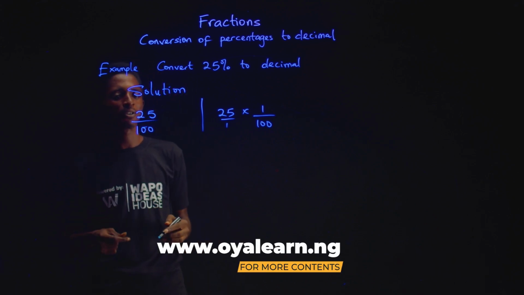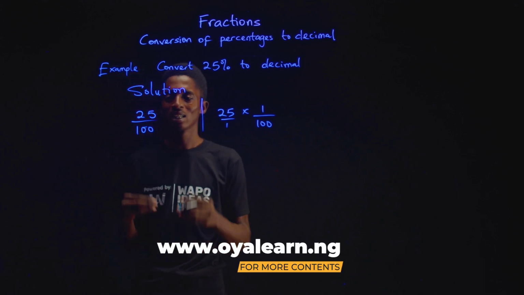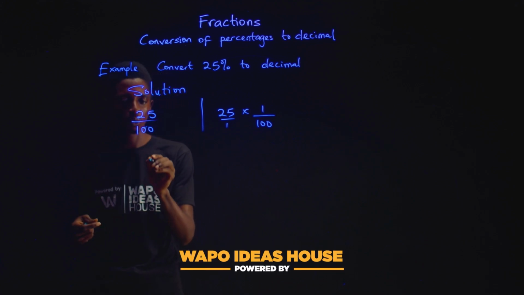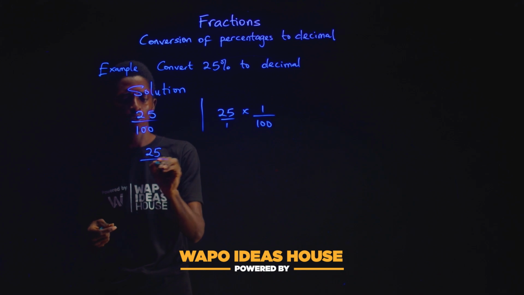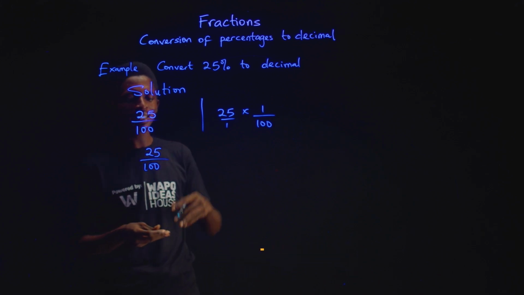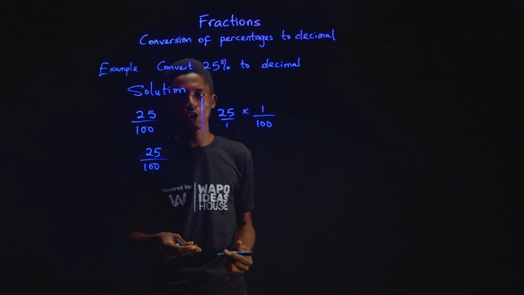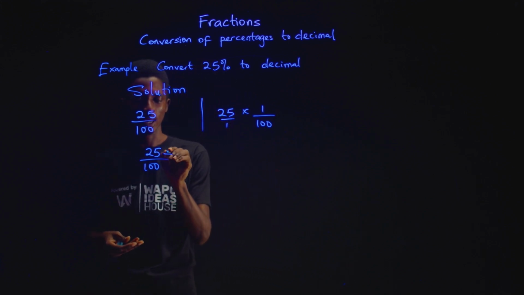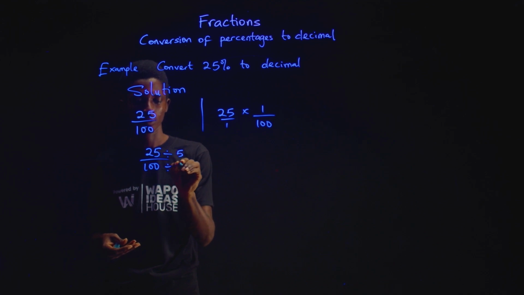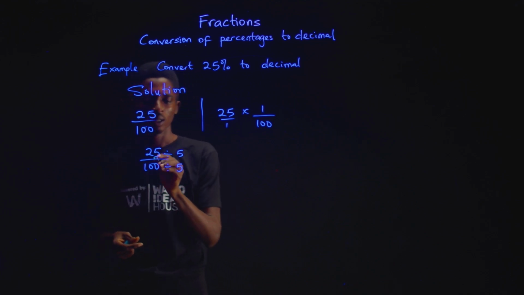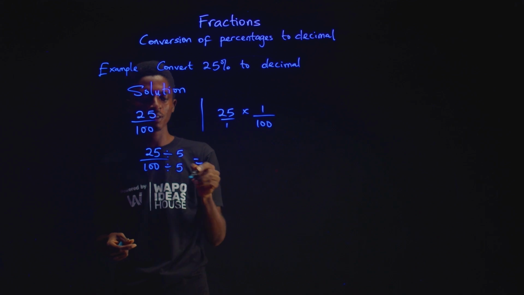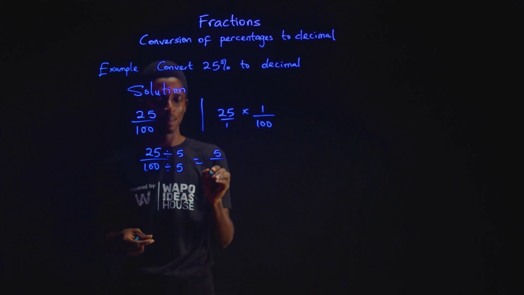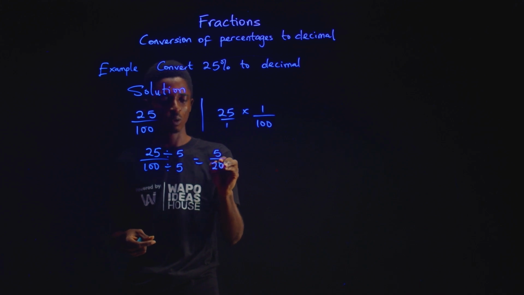Now that we have it as a fraction here, we bring it to its least form, that is the smallest form of this fraction. Now let's work with that. We have 25 over 100. Now we divide the numerator and the denominator by the highest common factor. In this case, we have 5. Now, when we work with this, 25 divided by 5 will give us 5. And then 100 divided by 5 will give us 20.